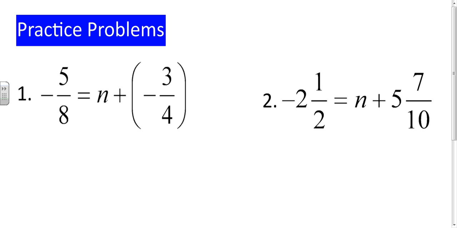Here are two problems for you to practice on your own. Please show your work and show your steps in how you solve these equations.